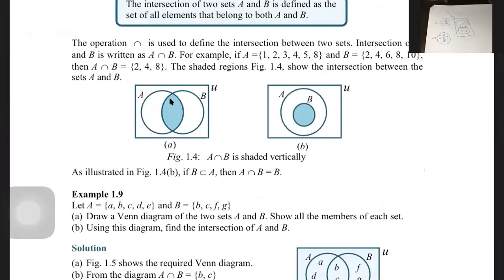Set A equal to 1, 2, 3, 4, 5, and 8. And then set B equal to 2, 4, 6, and 10. Now, when you are to write A union B, it means that you are just combining these numbers. That appears twice, you are supposed to select it only once.